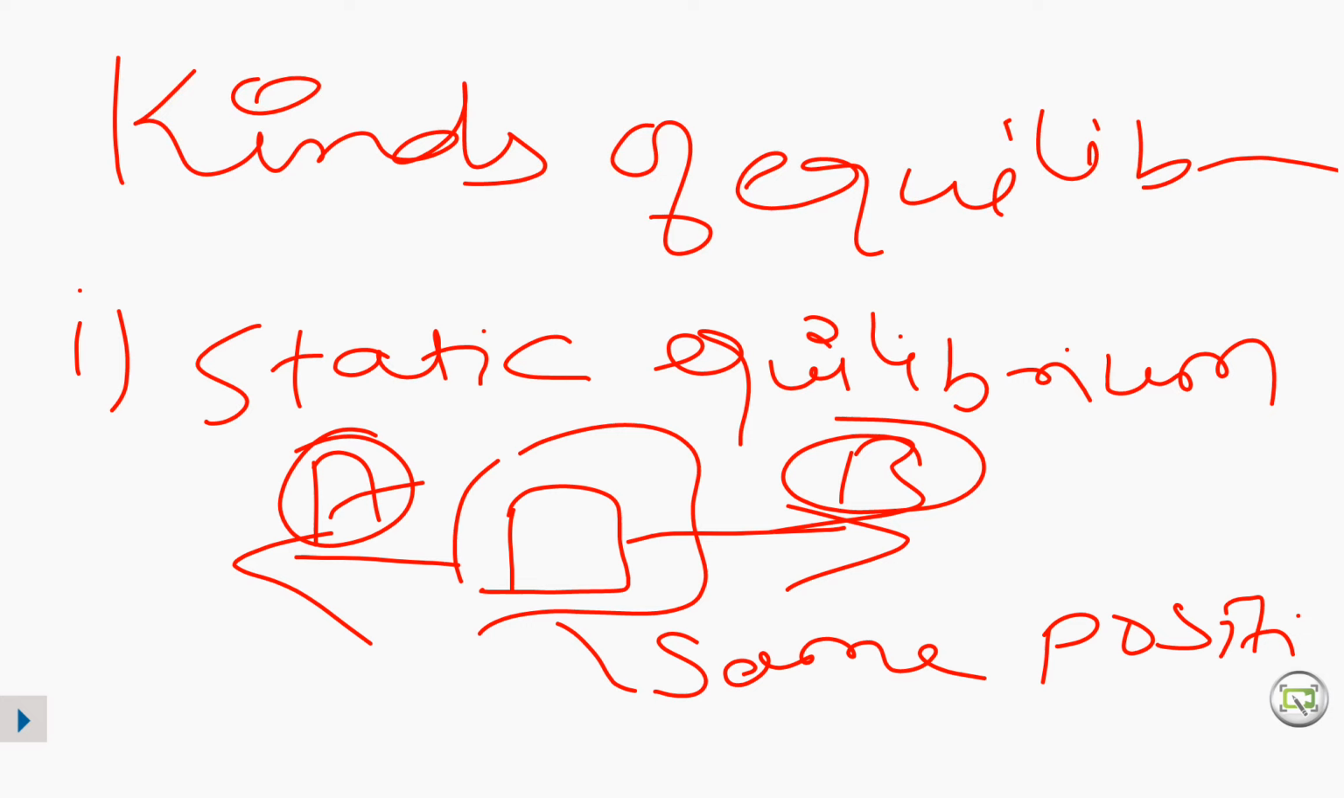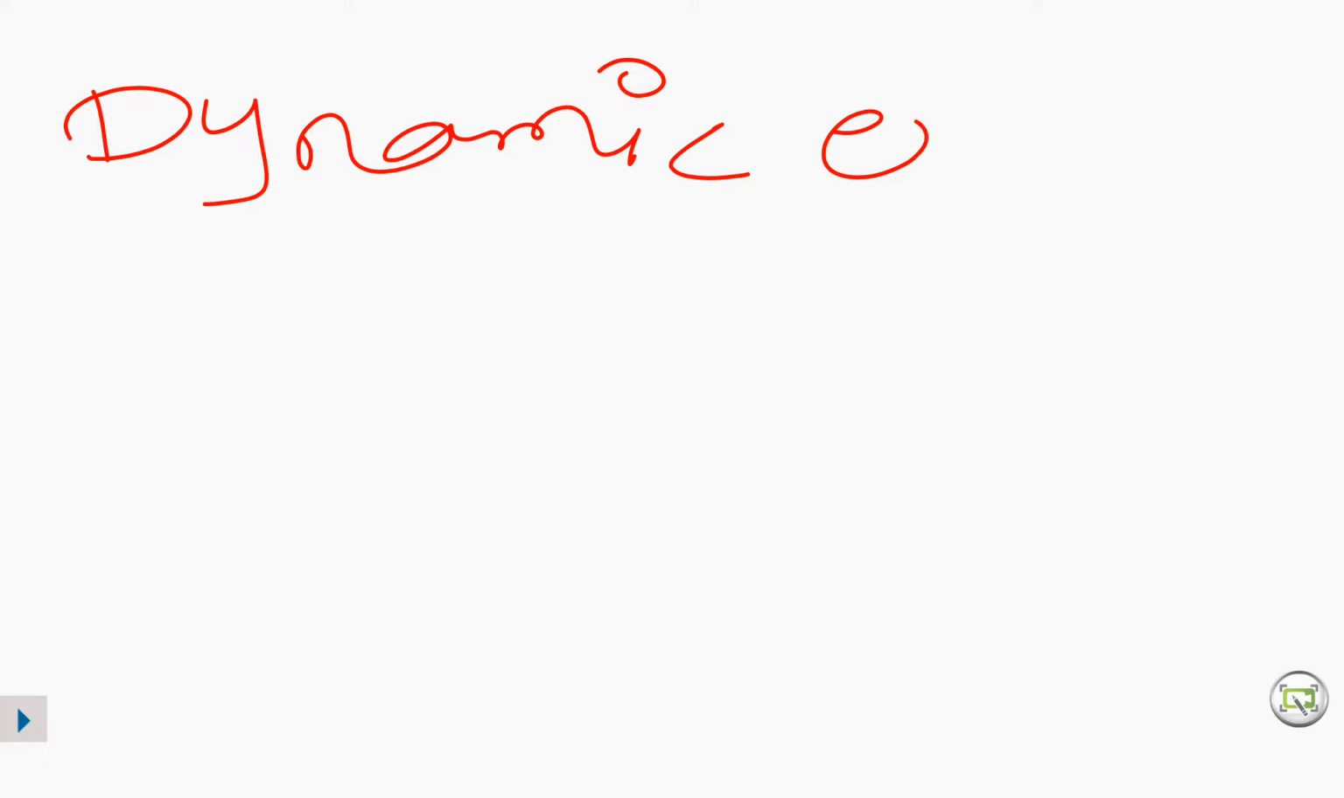Even though several forces are applied on a particular object, the position of the object doesn't change, it remains at the same position. This is said to be static equilibrium. Next is dynamic equilibrium. The second type of equilibrium is dynamic equilibrium. When a body remains in the same state of motion under the influence of several forces. We will also learn the difference between static equilibrium and dynamic equilibrium.